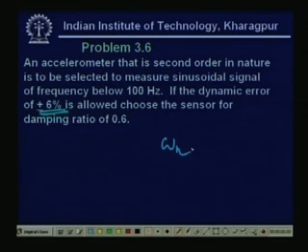I will remind you that in problem number 3.4, the instrument is first order. Problem number 3.5 is also a first order system, whereas problem number 3.6 is a second order system. With this I come to the end of lesson 3.